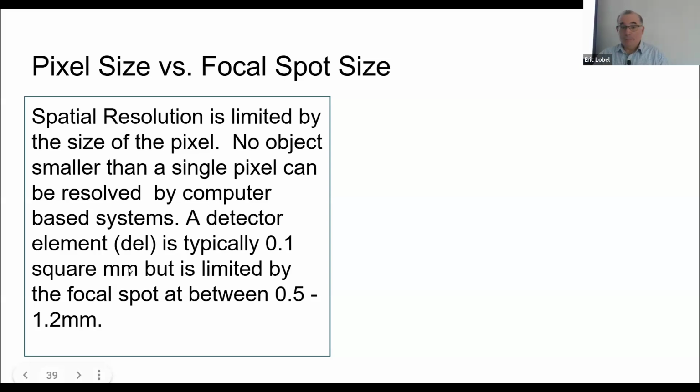That's pretty good. But even if this is not a limiting factor, if the focal spot is more than 0.1, let's say 1.2, then even the spatial frequency of 0.1 is not going to help you because of the focal spot. So there are systems that have smaller focal spots, generally in mammography, because you're looking for very small calcifications.